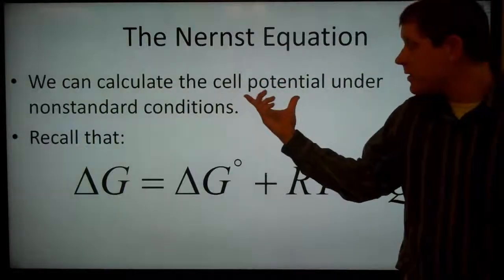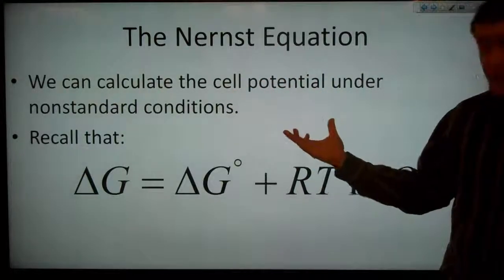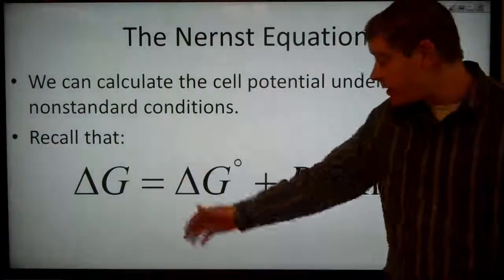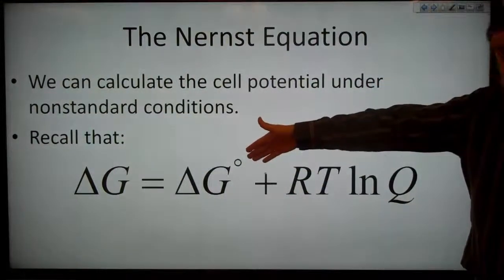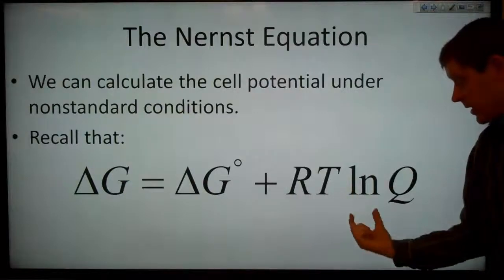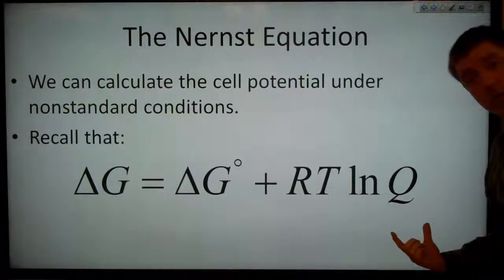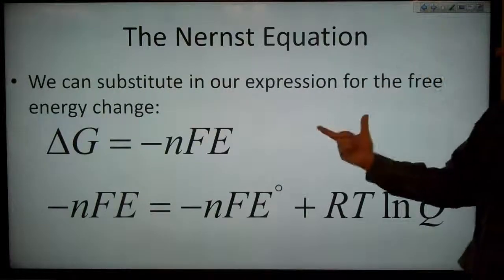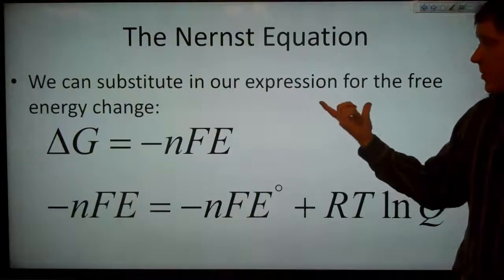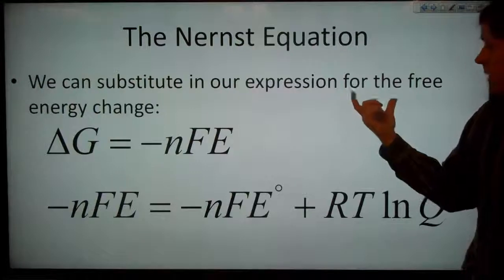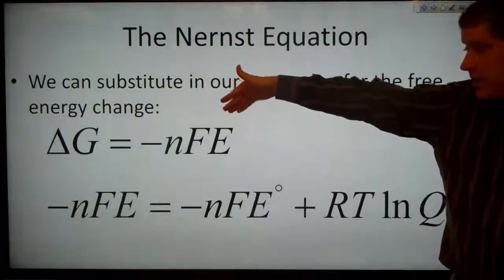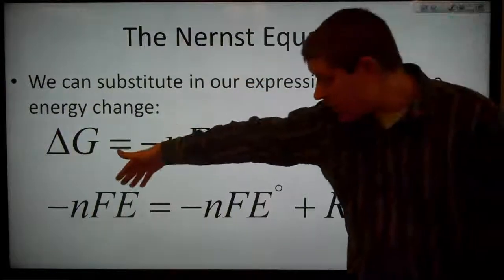So, we can calculate the cell potential under non-standard conditions, and remember that the Gibbs energy change is equal to the standard Gibbs energy change plus RT times the natural log of Q. Q there is the reaction quotient. And now we can substitute in our expression for the free energy change. So delta G is equal to minus nFE, so we can plug that in over here.